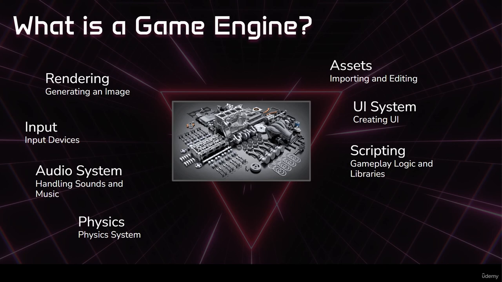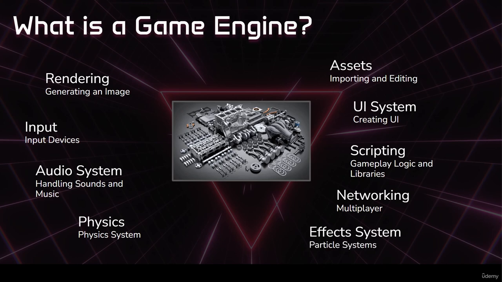Now, game engines encompass much more than this short list of features. For example, multiplayer games connect players from across the globe and allow them to play games with each other across the internet. So a networking system is needed to achieve multiplayer functionality, for example. When you see smoke and fire, sparks, electricity, and other special effects, those are handled by an effects system that generates what we call particles. These can really make a game pop.